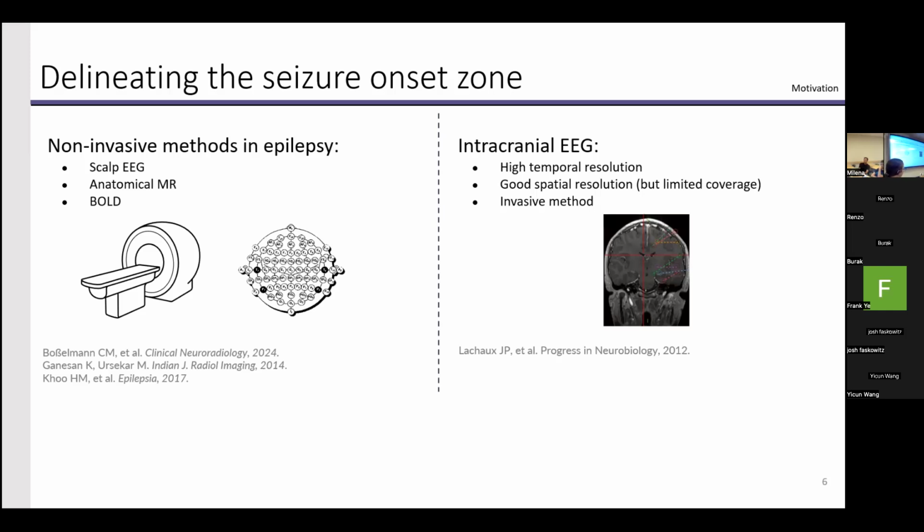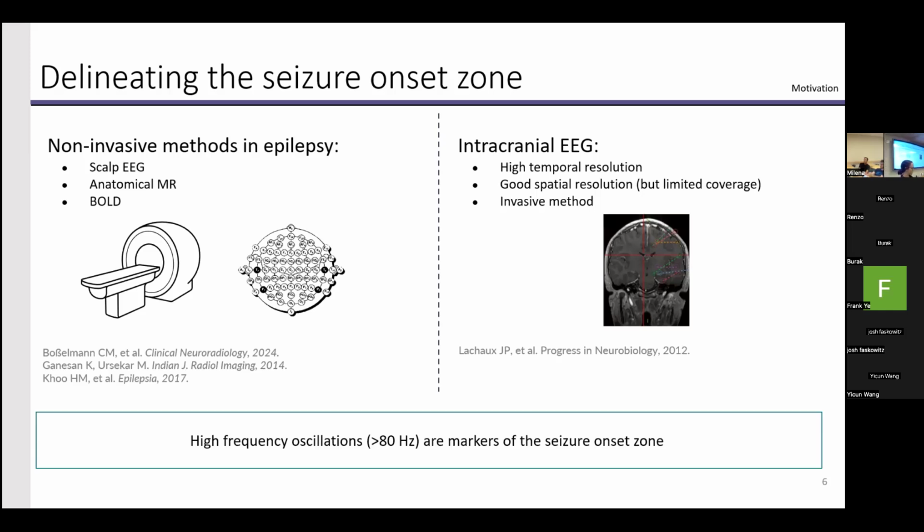And in terms of biomarkers, in the last decades, there have been many studies showing that high-frequency oscillations are good markers for the seizure onset zone. This is anything that is above 80 Hertz. So what we ask is if we can somehow with MR target a specific frequency of neuronal activity. And that's where spin-lock fMRI comes in.